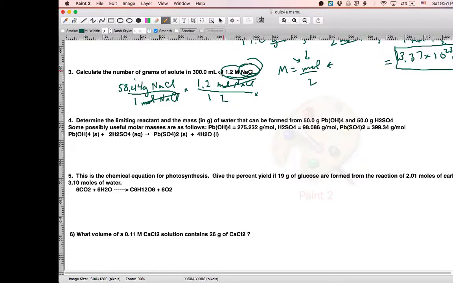All right, where can I get liters here? Oh, there's milliliters. Okay, so I know that for 1 liter, there are 1,000 milliliters. And liters cancel out. Woo! And I have 300 milliliters. So this times 300 milliliters.